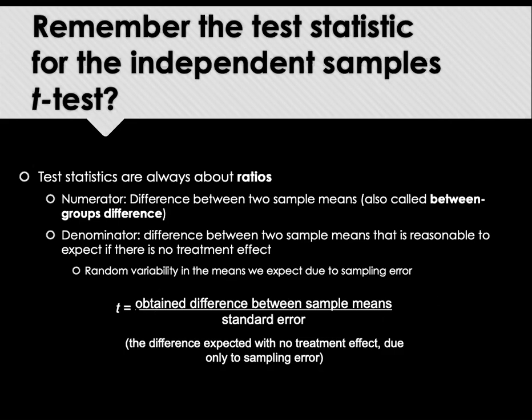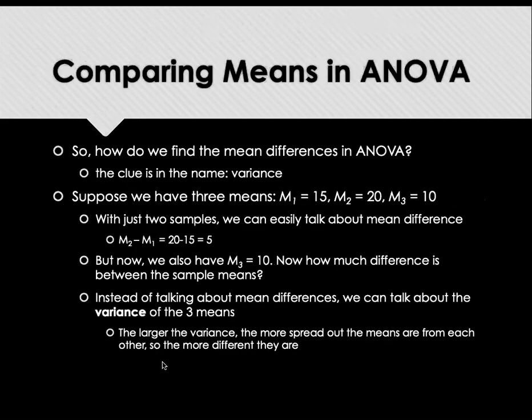So the point I want to make here in this slide is that our test statistics were always ratios. And the ratio here is the obtained difference between two sample means and the standard error. So how do you find mean differences in ANOVA? The clue is back in the name, ANOVA. Remember, ANOVA is analysis of variance. So that's the clue.